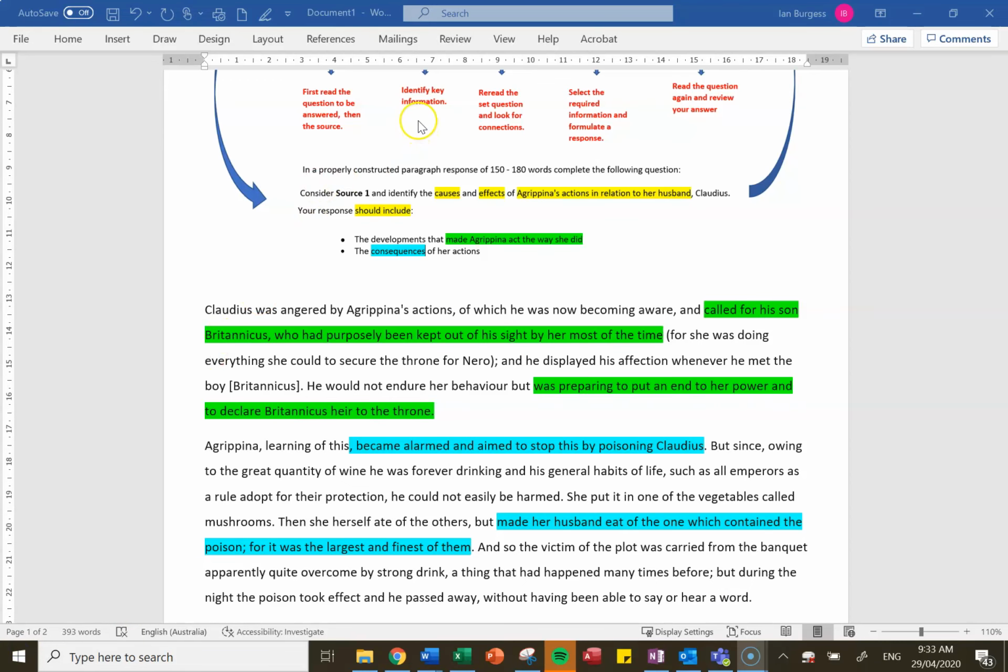Okay, so we've got our key information of the source. We understand what the story of the source is. We now need to reread the set question to look for connections. So what we've got to do here, and why I've highlighted it, is look for things that made Agrippina act the way she did, what caused her to do it, and then the consequences of her actions, the "so what". So I've colour-coded those for us in the source just to make life a bit easier. So what made Agrippina act the way she did?